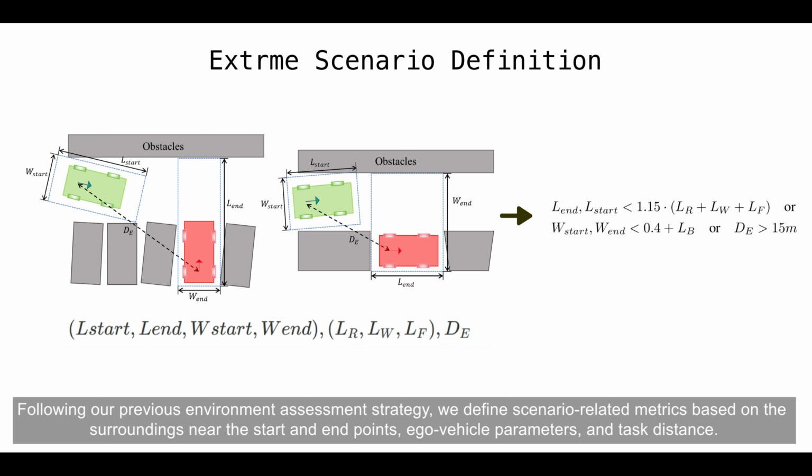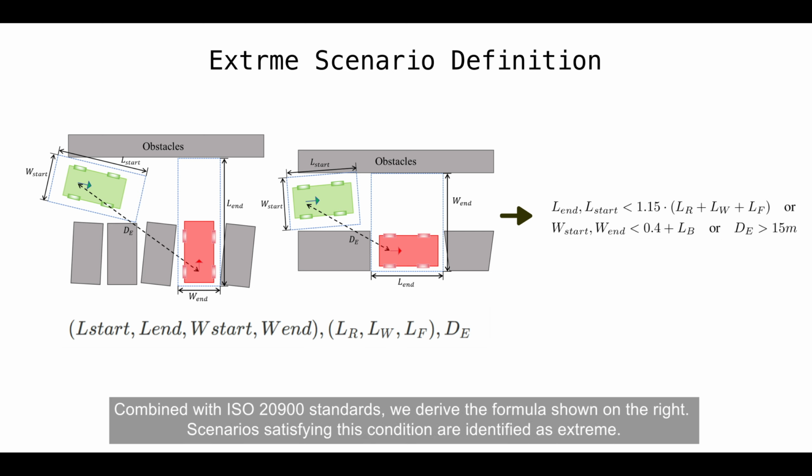Following our previous environment assessment strategy, we define scenario-related metrics based on the surroundings near the start and end points, ego-vehicle parameters, and task distance. Combined with ISO 20900 standards, we derive the formula shown on the right. Scenarios satisfying this condition are identified as extreme.